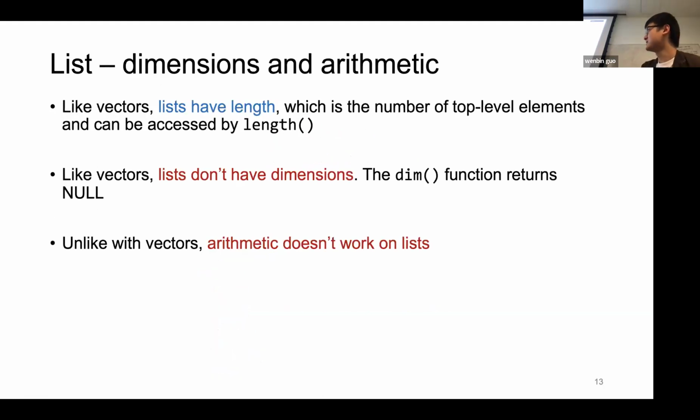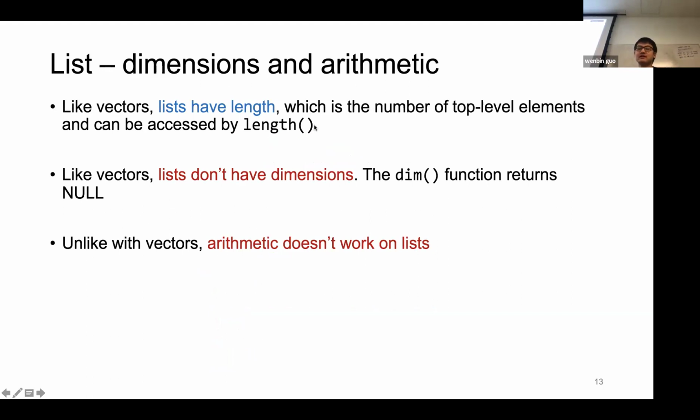And for the dimensions and the arithmetics, as we said, the list is actually just a vector, but each of the elements can have different types. So just like vectors, lists have a length. You can use the length function to get how many elements are in the list.